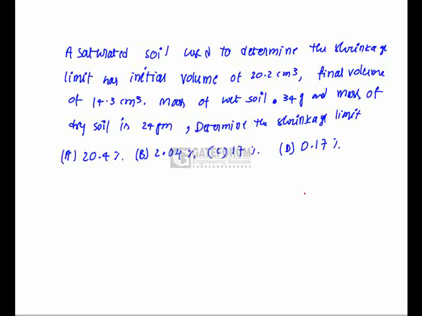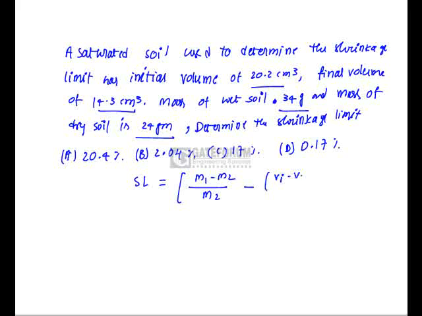A saturated soil used to determine the shrinkage limit has an initial volume of 20.2 cubic centimeters, the final volume is given, the mass of wet soil is 34 grams and the mass of dry soil is 24 grams. Determine the shrinkage limit. We have to find the shrinkage limit SL. So we know the formula with respect to the mass of wet soil and mass of dry soil: SL = ((M1 − M2)/M2 − (Vi − Vf)/M2 × γw) × 100.